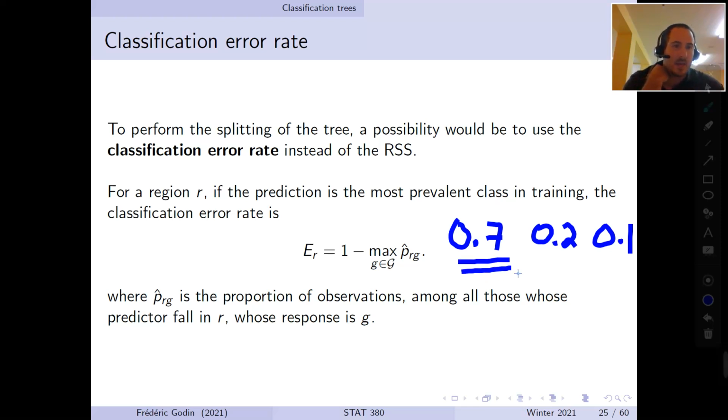because it's the most prevalent class. So by classifying observations as first class, we would have a misclassification rate of 30%, which is 10% plus 20%. If we classify all these as first class, then the 30% which aren't in the first class are misclassified. So this can be expressed as follows: the error rate is 1 minus the maximal probability across the various classes.